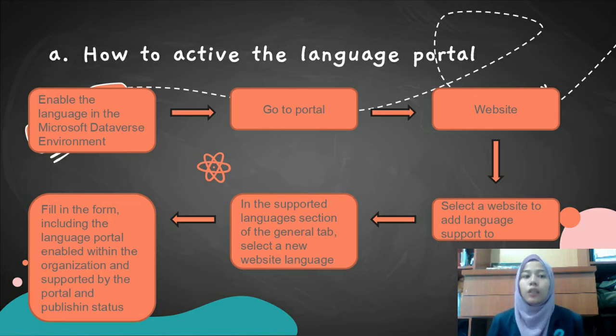First, enable the language in the Microsoft Dataverse environment, go to the portal, click website, and select a website to add the language to. And then in the supported language section of the general tab, select a new website language. And then fill in the form, including the language the portal enabled within the organization and supported by the portal, and the publishing site.